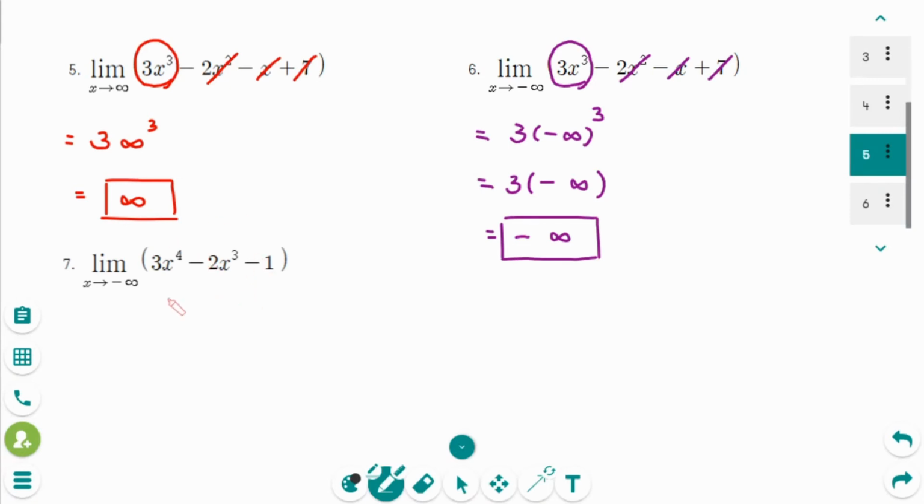This is the next question. Can you see the answer? Let's check. So we will take this one. And minus infinity put into x. How about this one? There is finally just infinity. It's positive. So the answer is infinity.